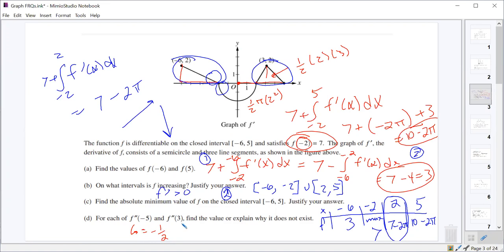And then at 3, we would say that the derivative of f doesn't exist because the derivative of f prime, f double prime doesn't exist because we have a corner there. And you could be more specific and say the derivative from the left, the slope from the left, and the slope from the right are not equal. And since slopes are limits, the limit from the left is not the same as the limit from the right, and therefore it doesn't exist.